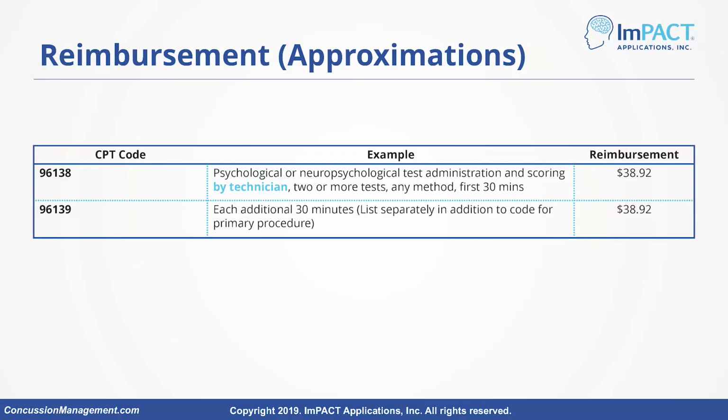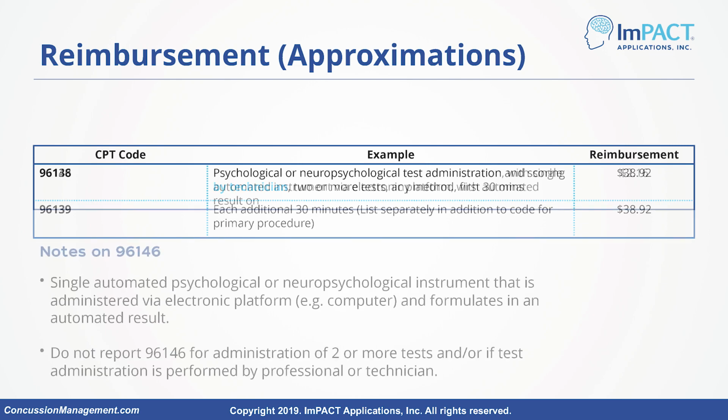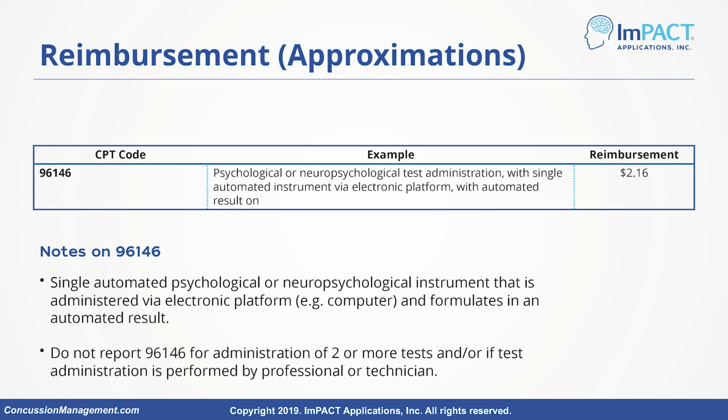96138 and 96139 are 38.92, and that's because it's testing done by a technician and not a neuropsych-trained individual, meaning not an MD, PhD type person. Now, I mentioned earlier 96146 is the one that has the largest change, and this is the single test that is administered via computer and interpretation provided by the computer. Reimbursement there is in the $2 to $3 range. So, again, if you can avoid that, that's probably better.